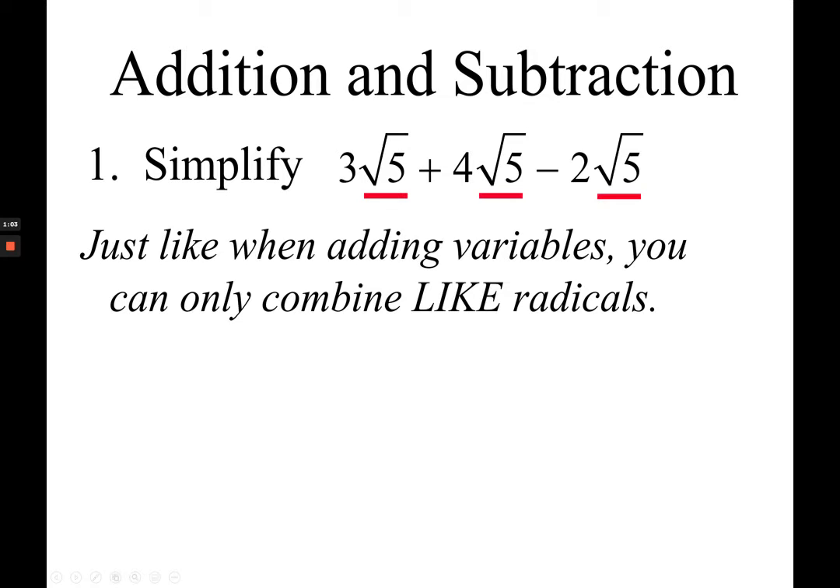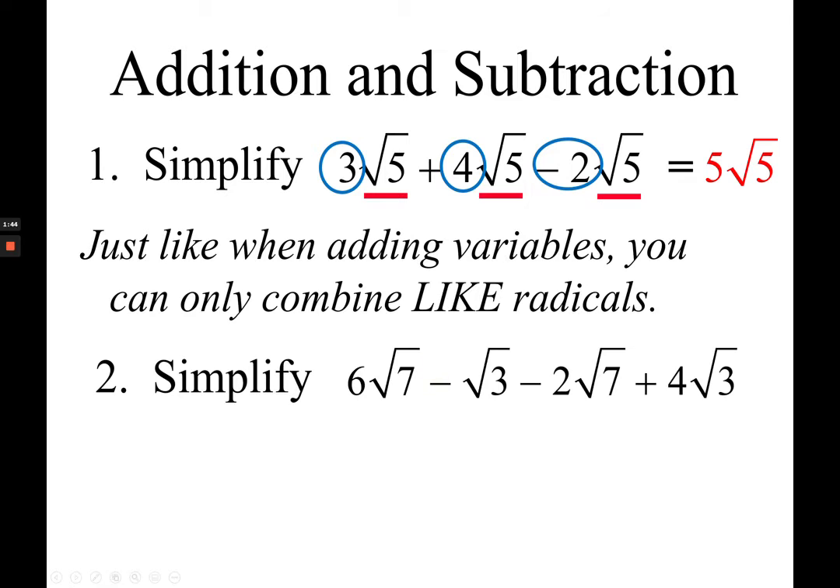What you need to do is just perform the operations on the numbers in front of the radicals, which are 3 plus 4, 7. 7 minus 2 is 5. Afterwards, copy the radical. You don't add the radicals, instead you just copy the radical of the like radicals. It's like 1x plus 2x is 3x. That's how you do operations under addition and subtraction for radicals.